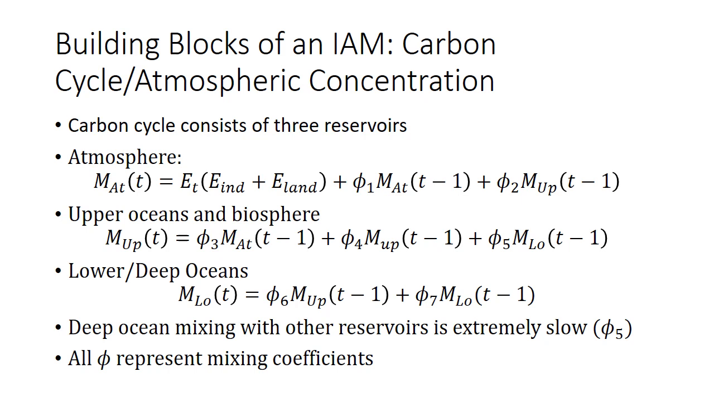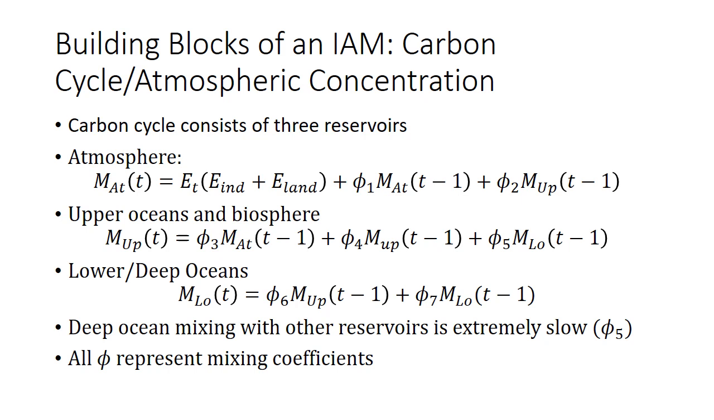industrial and land use change emissions, plus what we had in the atmosphere in the last period, MAT as a function of T-1, plus the carbon concentrations in the upper ocean in the previous period, M up. Then we have upper ocean and biosphere concentrations of CO2 in the current period, which is a function of what the concentrations were in the atmosphere in the previous period, what the concentrations were in the upper oceans in the previous period, and what the concentrations were in the lower oceans in the previous period.